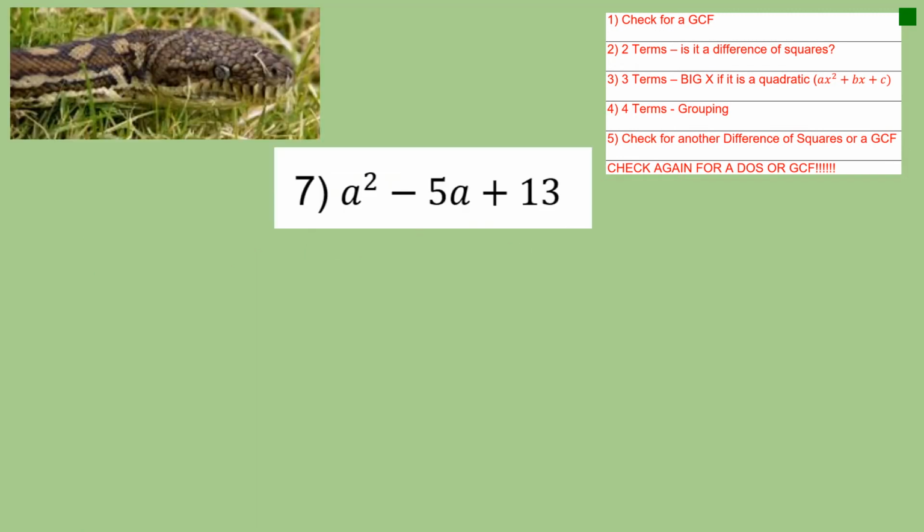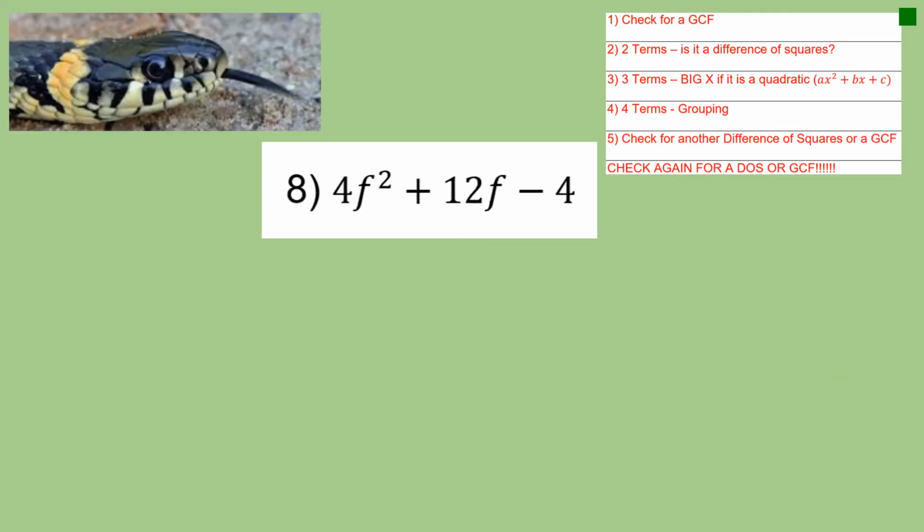Sweet. All right, 3 terms. The first thing I check for is a GCF. There is not one. So I'm going to do a big X between 13 and negative 5. The only choice for 13 is 1 and 13. That does not add to equal 5. Therefore, this is prime. Crazy. So move on.